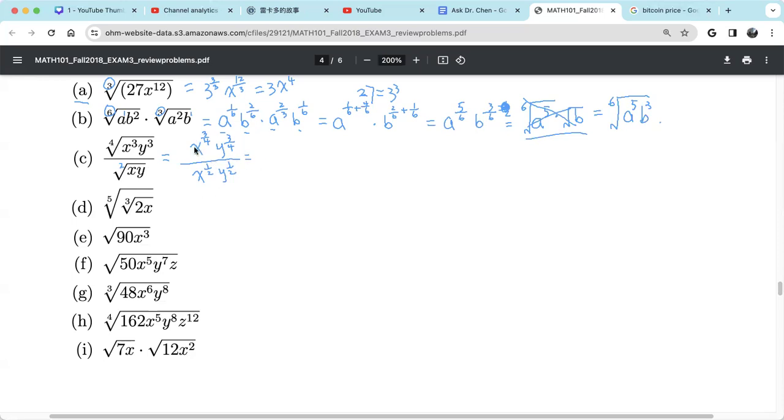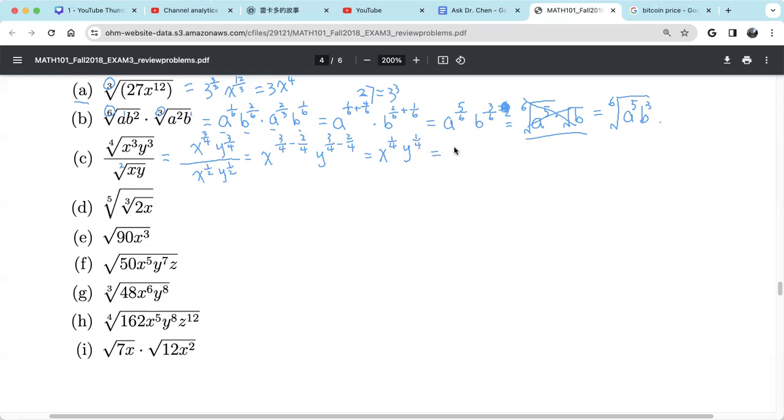Then we're looking for same base. Division, we subtract the exponent. So I have x raised by 3 over 4 minus half. Well, half we can write as 2 over 4. Same thing for y. For y we have 3 over 4 minus half, minus 2 over 4. The 3 over 4 minus 2 over 4, that's 1 over 4. So x raised by 1 over 4. And y raised by 1 over 4.